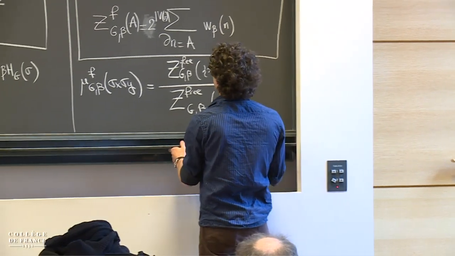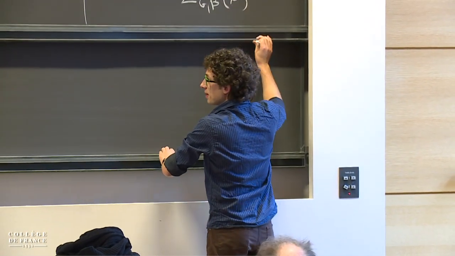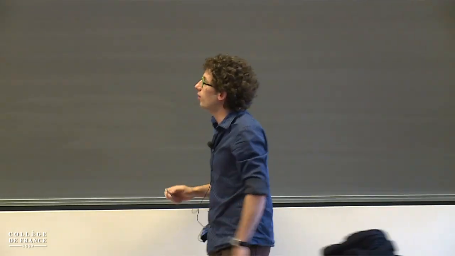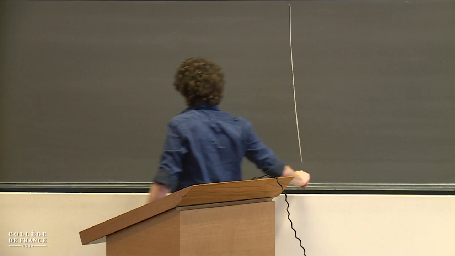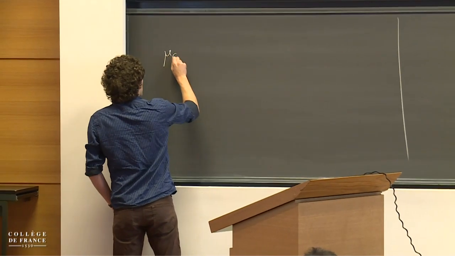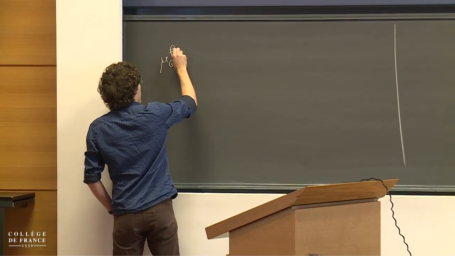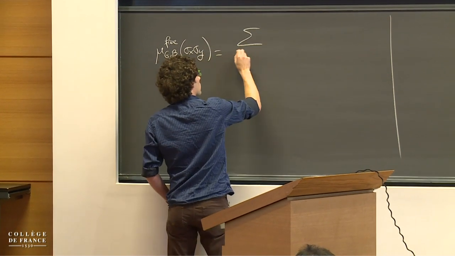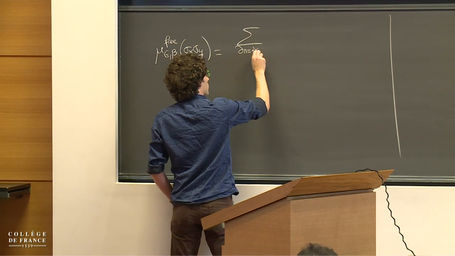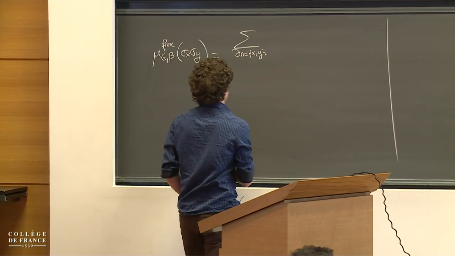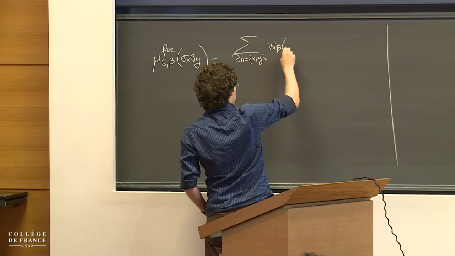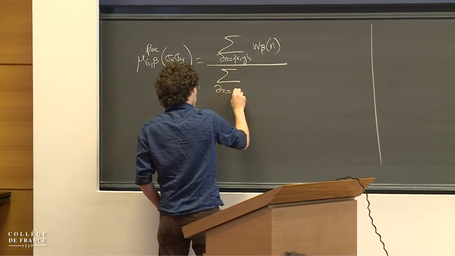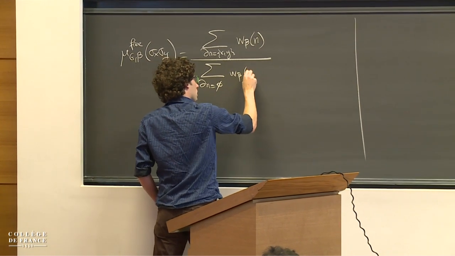But now you see that this representation tells me that if I look at this thing, it is equal to the sum over currents with sources x and y of W beta of n, divided by the sum over sourceless currents of W beta of n.